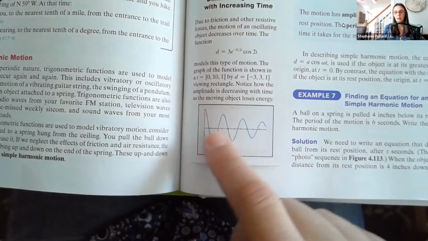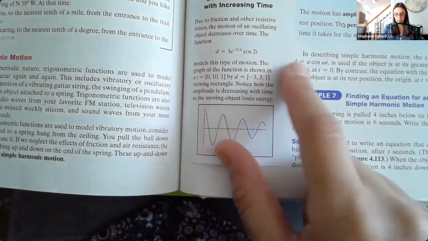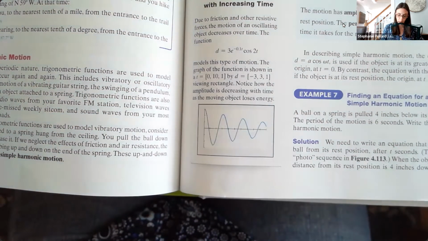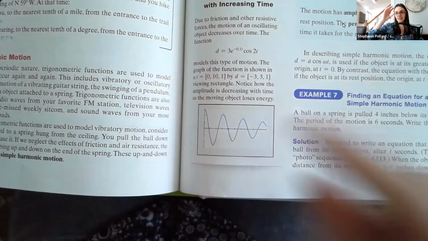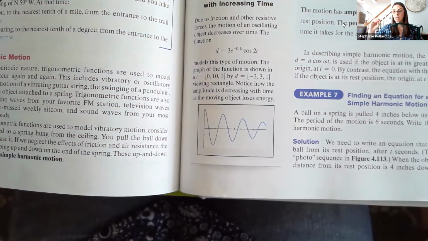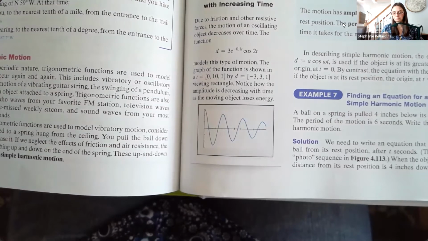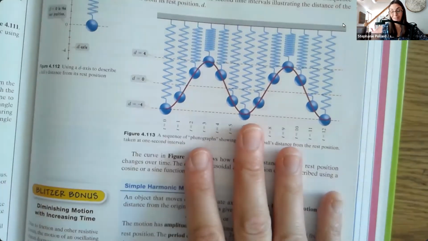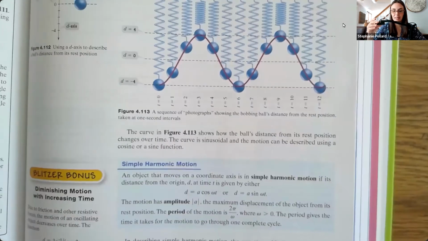Your book has a really nice example of what would really happen. It's still a trig function, but a little more complicated. It has an exponential multiplier with it, which shows that the distance back and forth for the spring would slowly decrease, and it will eventually come back to its equilibrium position. We're going to talk about the simpler version here. Again, it's called simple harmonic motion, so we're ignoring that friction piece.